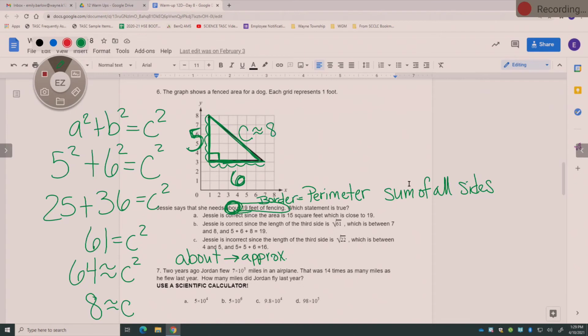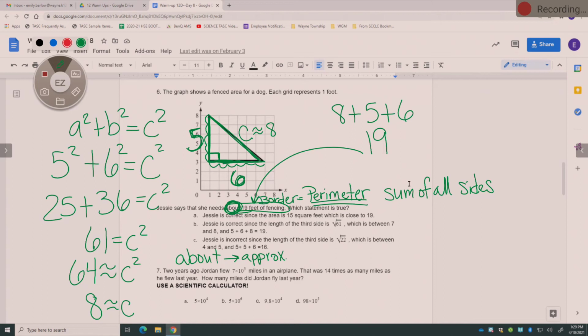Okay, so now I know all 3 side lengths, which means I can find my perimeter. 8 plus 5 plus 6 is 19, and that is how much fencing she says she needs. So I solved the problem, but now I need to figure out which statement reflects what I just did.